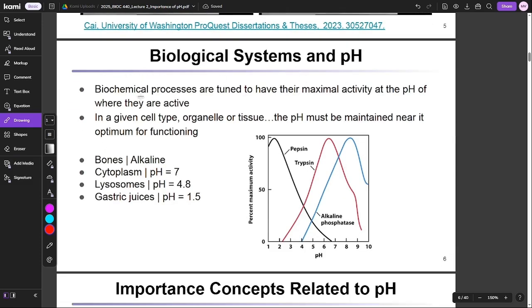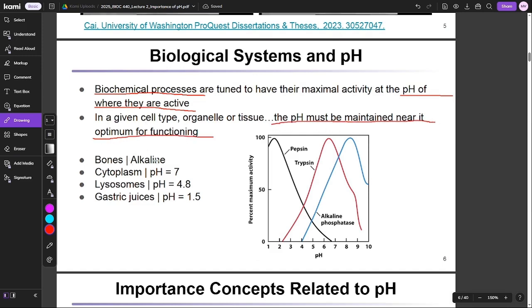And so, like we said before, biochemical processes are tuned to have maximal activity at the pH where they are active. Certain enzymes are better at certain pHs, right? An example of this is pepsin or enteropeptidase. These are both stomach enzymes, and your stomach has a notoriously low pH of around 1 or 2 due to the HCl, the hydrochloric acid that's released in there. So the pH must be maintained near its optimum for functioning.